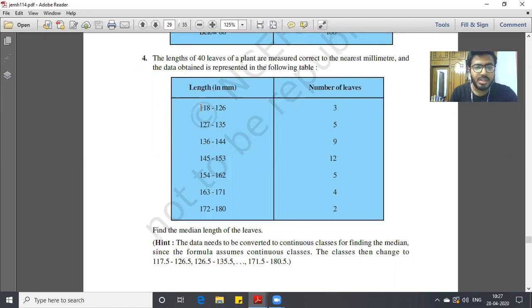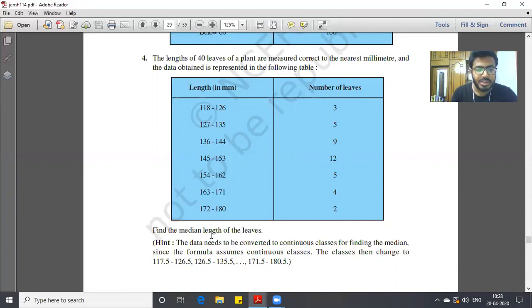Now look here. First you have to see the class, that is 118 to 126. Then it is going to 127 to 135. So it is not continuous, it is in discontinuous form. We have to first make it continuous. Making it continuous means minus 0.5 and plus 0.5, as we did in the mean and the mode also, the same method itself. For making it continuous, minus 0.5 in the lower limit and plus 0.5 in the upper limit, and the number of leaves are given according to the class.